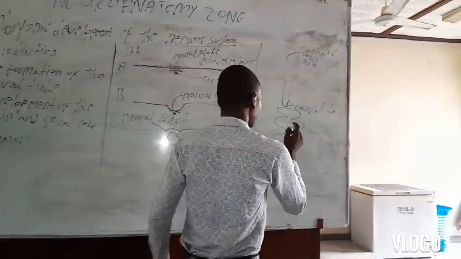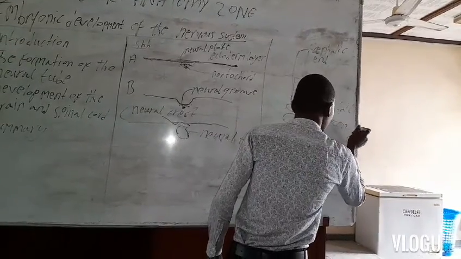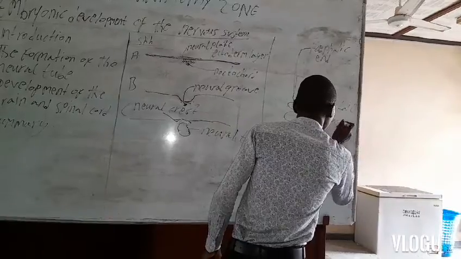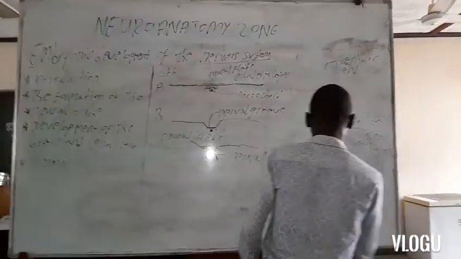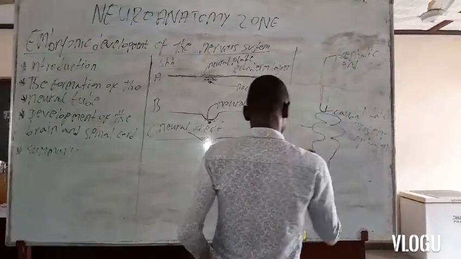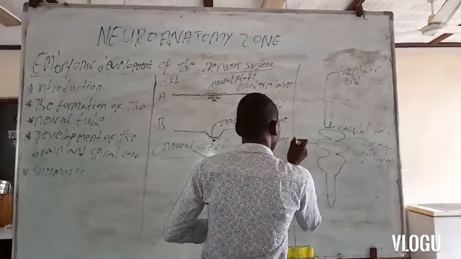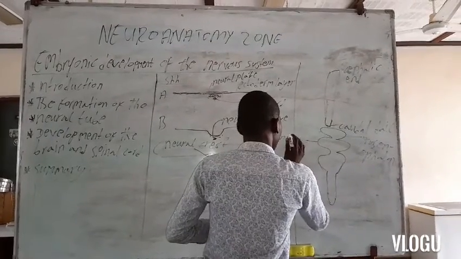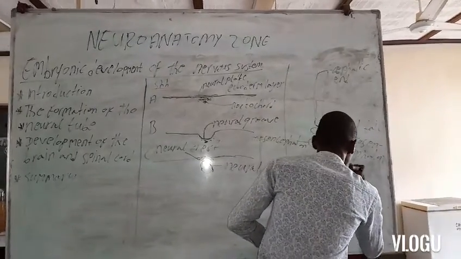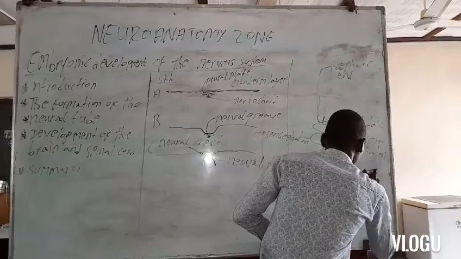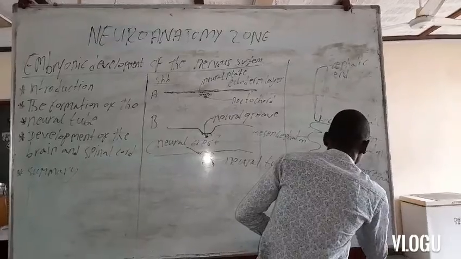These 3 primary vesicles of the brain are: 1. Prosencephalon. Okay. 2. Mesencephalon. And 3. Rhombencephalon. Okay.